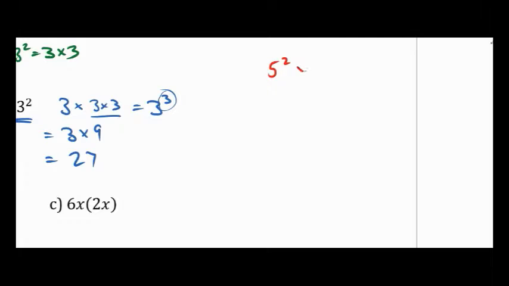5 squared times 5 cubed. You're never going to have to do it with big numbers like this, but this is like 5 times 5 times 5 times 5 times 5, right? There's 3 from the 5 cubed and 2 from the 5 squared. Caleb, what do you think about that? Does that make sense? Yeah.